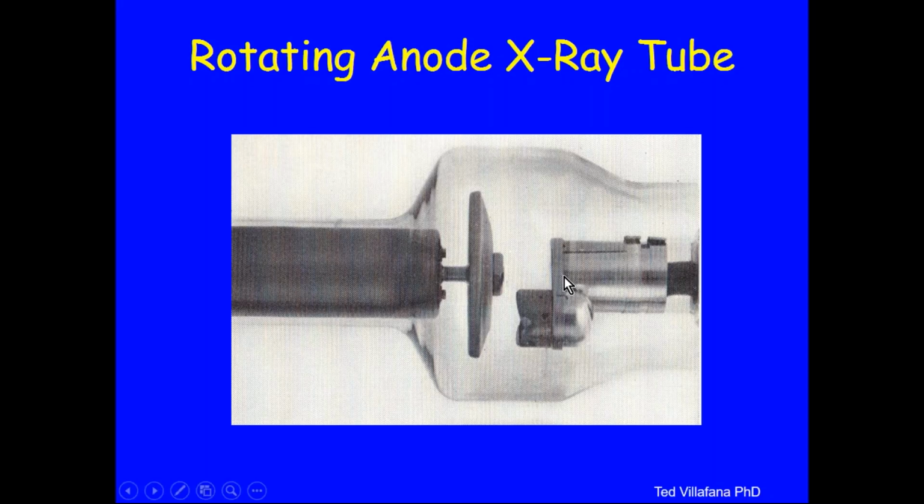Here is the whole configuration in an X-ray tube. There's your cathode on the right, your filaments down here. On the left, you have your rotating anode, and you can see the angle that's involved there. And out comes the electrons, and off goes the X-rays.